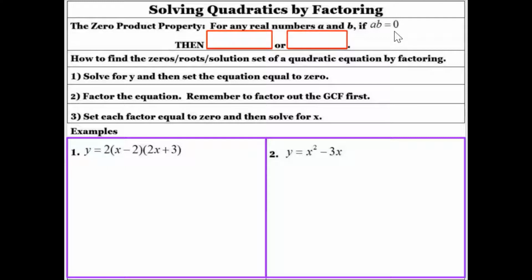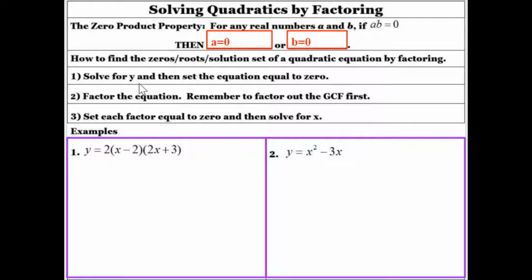If I'm multiplying two numbers and I get 0, then that means that a has to be 0 or b has to be 0. One of the two numbers must be 0, because the only way to multiply two numbers and get 0 is if one of them is 0. And using that, we can solve by factoring. This is how we do it.